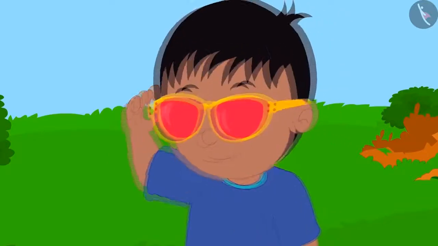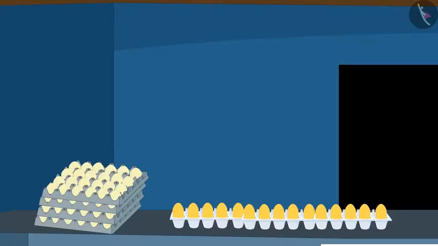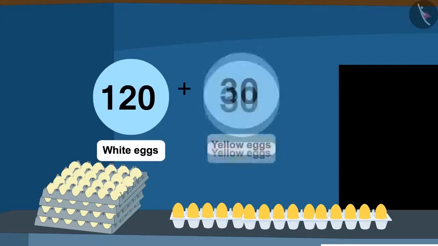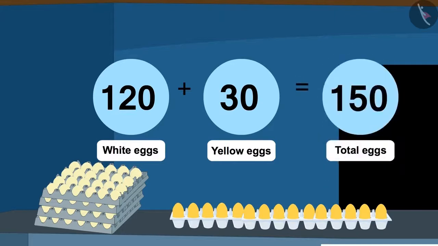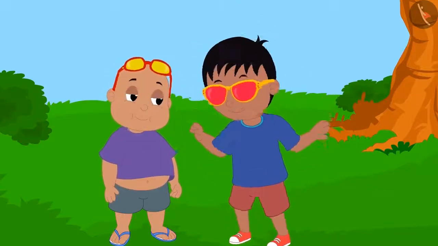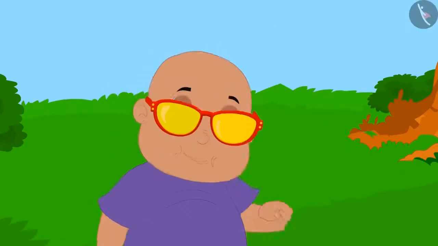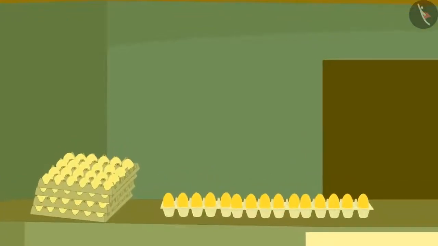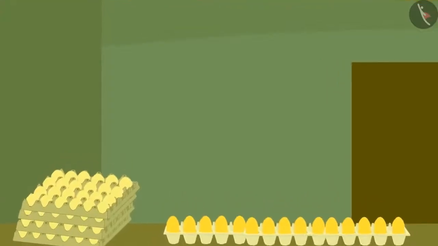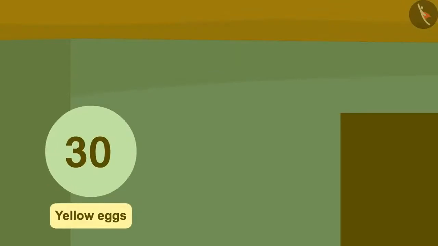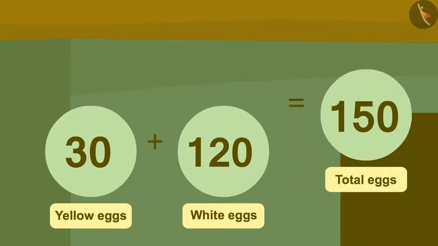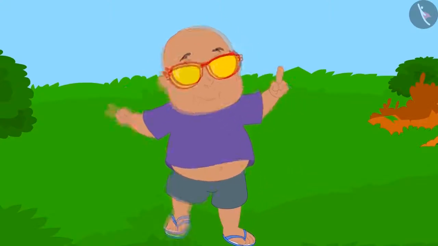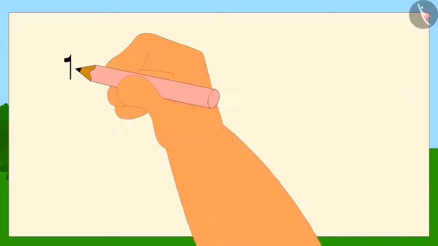When Raju put on his glasses, he saw such a pair. There were a total of 150 eggs, by adding 120 white eggs to 30 yellow eggs. Raju started jumping with joy. Now Bablu put on his glasses and looked at the eggs, and he saw such a pair. On adding 30 yellow eggs and 120 white eggs, he got a total of 150 eggs. Now Bablu is also happily dancing.